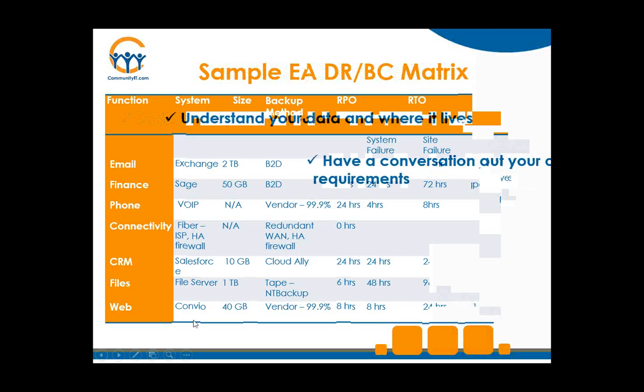It can help you decide how much money to invest in keeping those systems up and running. And then communicate and train staff. It's great if the IT guy knows what's going on, but if nobody else does, that doesn't really help the organization in the event of a crisis. And then finally, test your plan and incorporate lessons learned.